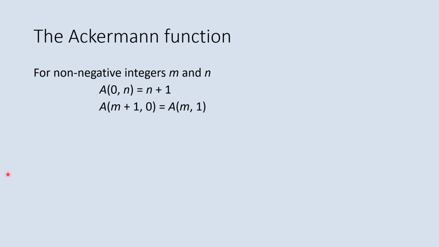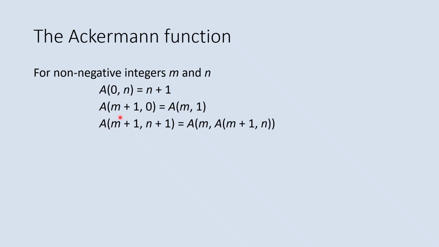Well, if the right-hand entry, if the n input is 0, then what happens is whatever the m was is decreased by 1, but then the n value is increased by 1. So the m gets smaller, but the n does get bigger.